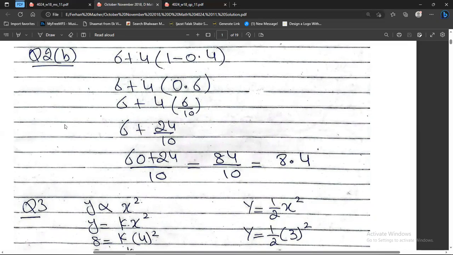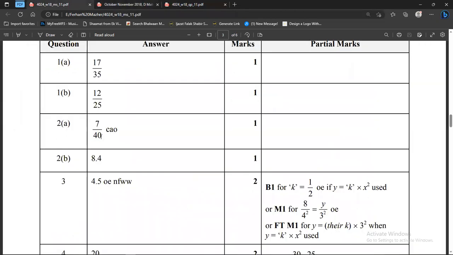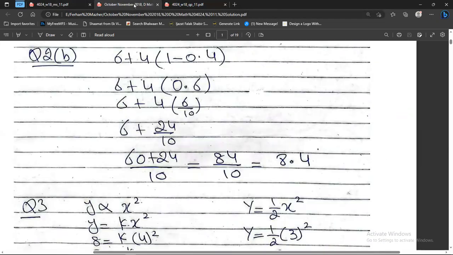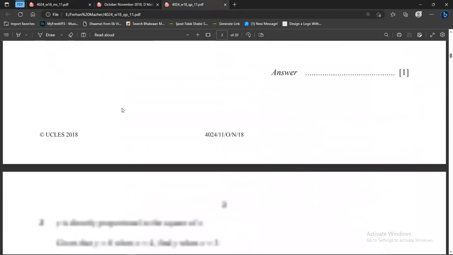So take the LCM, that is 10. So you will have 60 plus 24 divided by 10. That will be 84 by 10, and that will be 8.4. 8.4 is the right answer, sir. This is the solution. Okay.